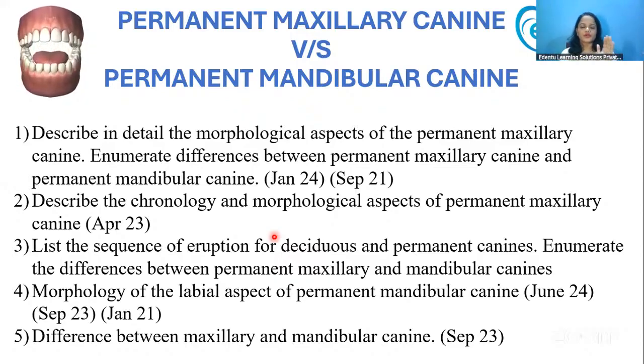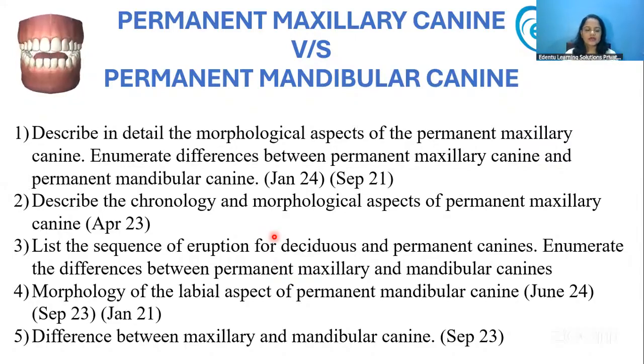So what you can do is take a printout of the chronology table. If you look at Wheeler's textbook of dental anatomy, there are two tables: one is the chronology of the deciduous dentition, and another one is the chronology of the permanent dentition. Take a printout of it or draw a table on an A4 size paper and stick it where you can see it daily, and look at those tables daily. Then only those numericals will stay in your mind. So try doing this.